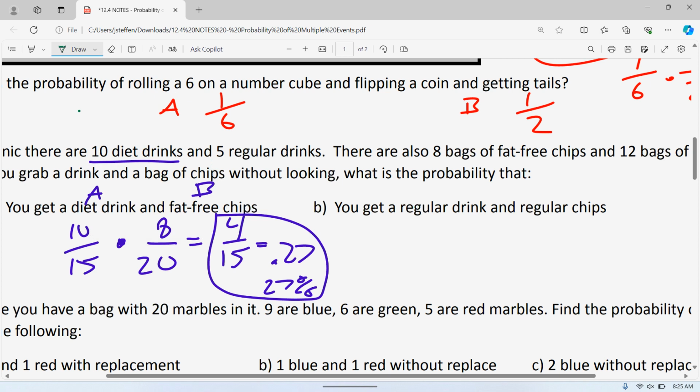Then the next one, you get 10 regular drinks and regular chips. You get a regular drink. So there's 5 regular drinks out of the 15. And there are 12 regular chips out of the 20. Again, if you want to reduce those first, you can. But also, if you're going to use your calculator, it'll end up reducing that for you. So I end up getting 1 out of 5, which is the same thing as 0.2 or 20%.